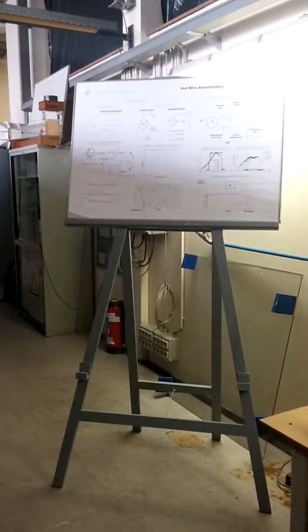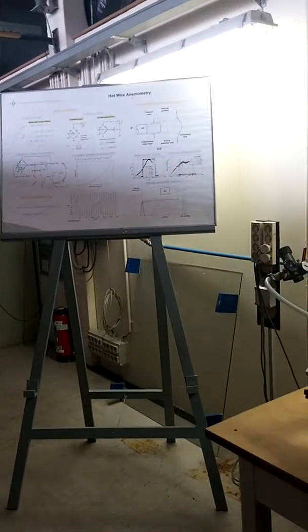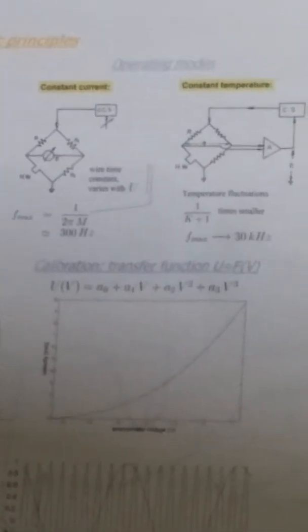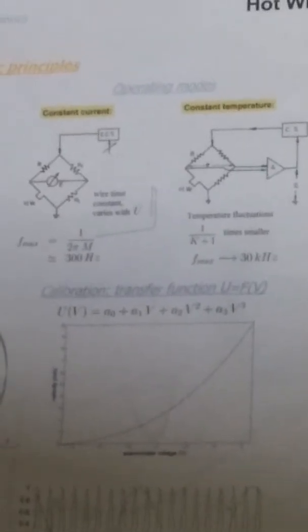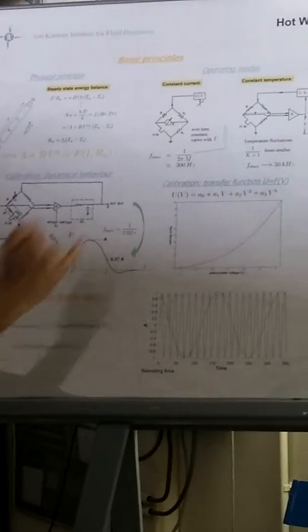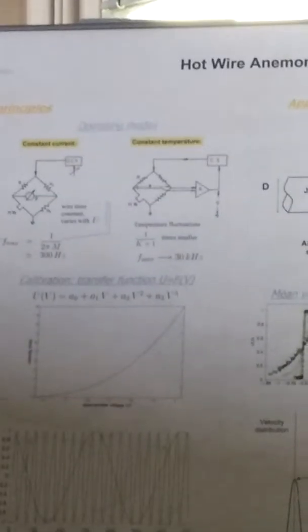Then there is the other operating mode, the constant temperature operating mode, which on the other side is very fast, with a maximum frequency that goes above 30 kilohertz. The reason it's so fast is that in this case the inertia of the system is the electrical inertia, due to the fact that you have a Wheatstone bridge and a closed loop, and this inertia is usually very small. So your hot wire, your anemometer, is able to be very, very fast.